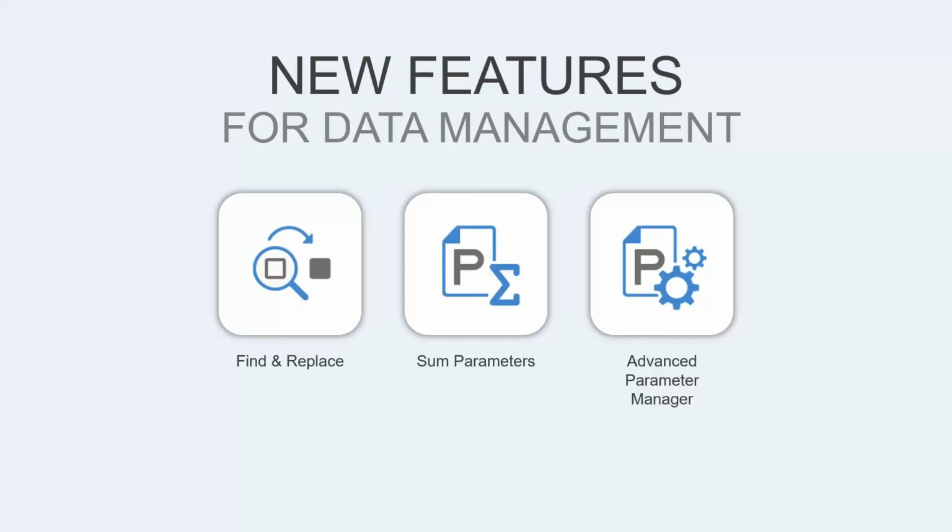And last is the advanced parameter manager. This is a huge improvement to managing shared parameters in Revit. It allows me to batch create shared parameters in a variety of different ways. One, by batch creating it from a shared parameter file. Another, batch creating it from a linked Revit model.